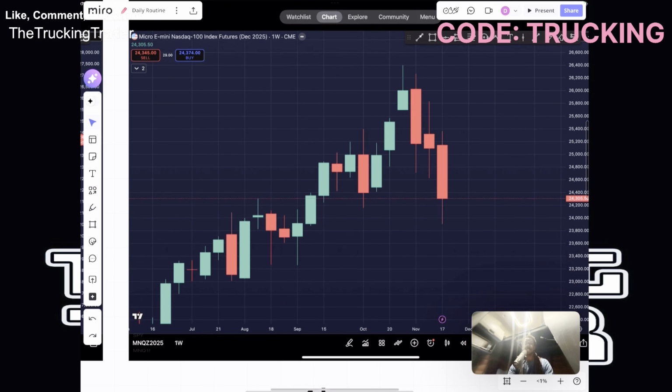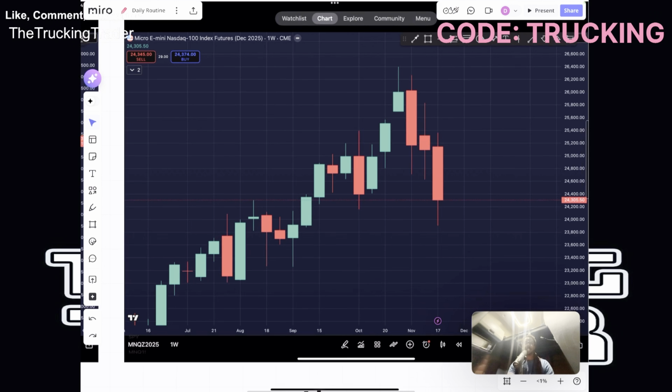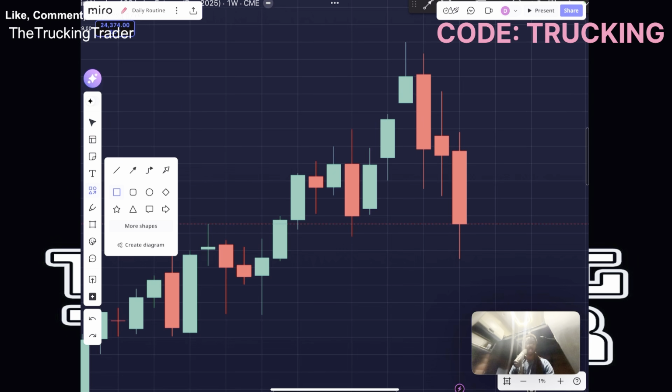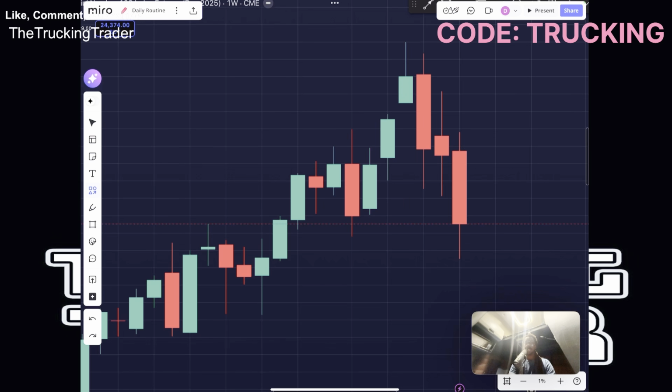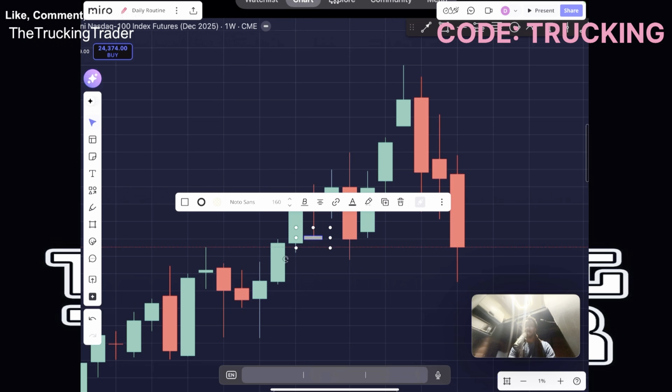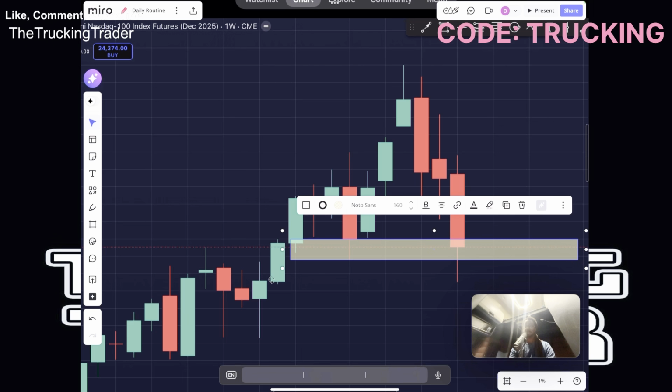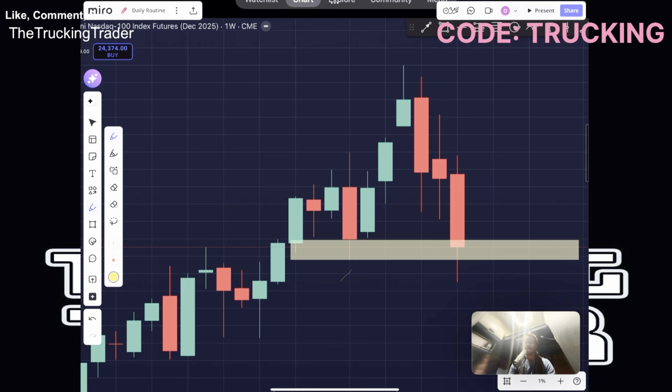I will go on the weekly time frame and I will map out some of my key areas that are important to me on the weekly time frame. So if we're looking at this weekly chart, there's some important things that I want to know. The first thing I'm going to note right here is this little wick down here. I boxed up this little wick right here.